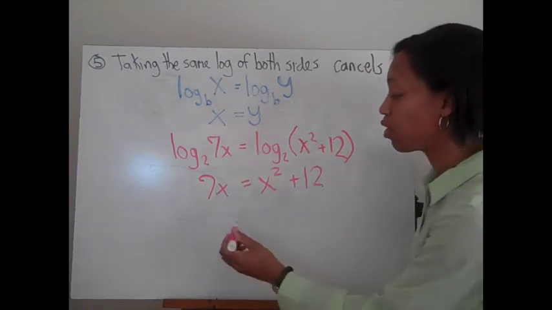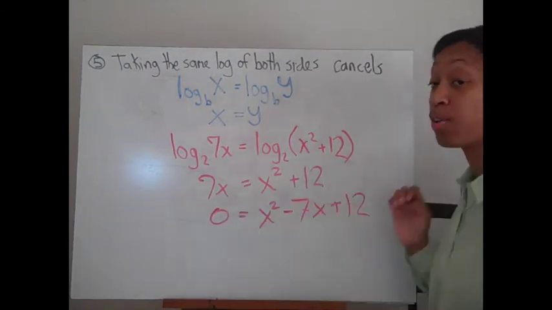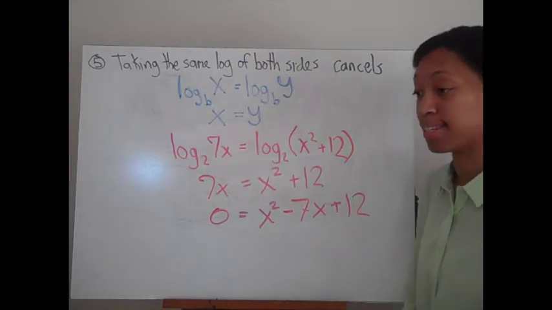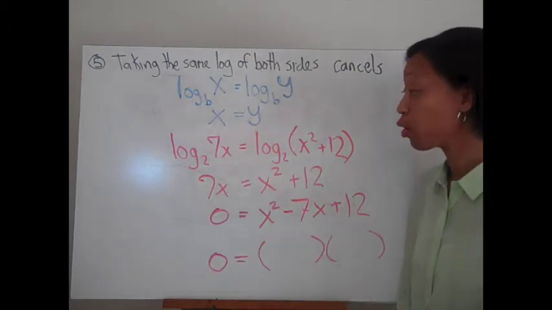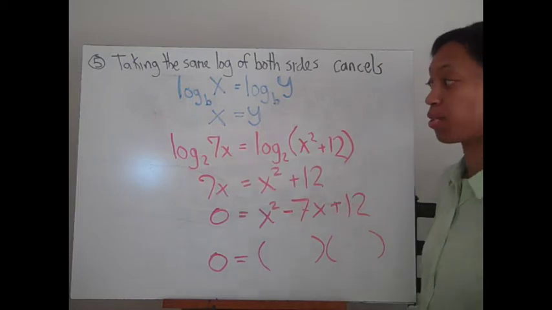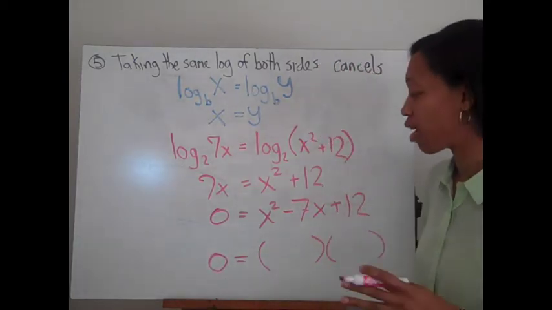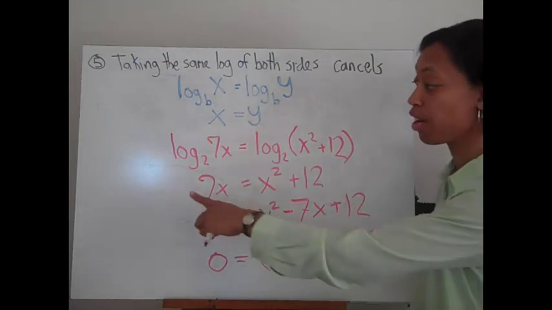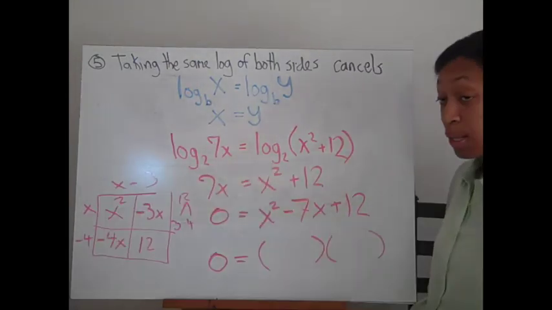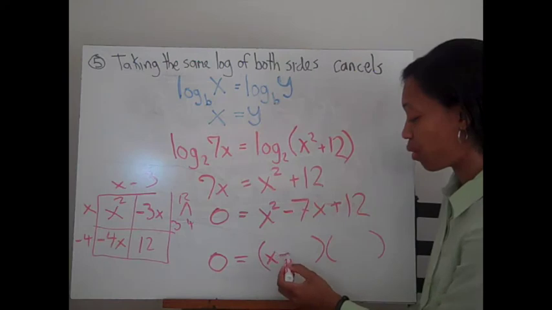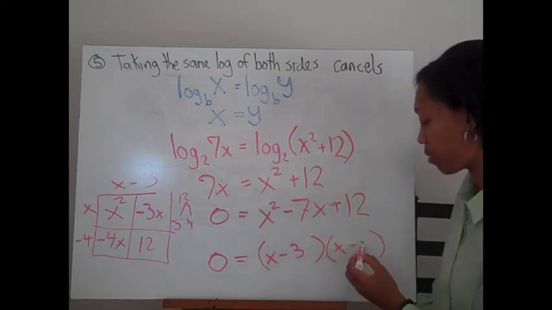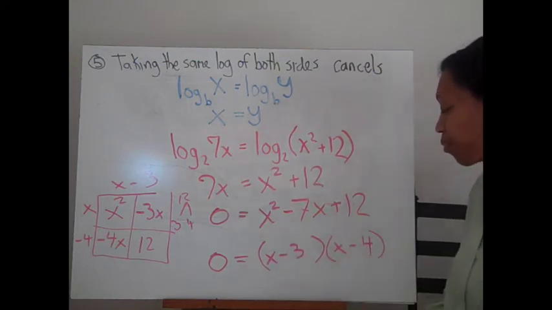Subtract the 7x over so it equals 0. Okay, now we have to factorize this. And in order to factorize, we learned box factoring. So I'm just going to come to the side really quick and not going to really walk through. I'm just going to show you a quick box factoring. So it looks like this factors into x minus 3 times x minus 4.